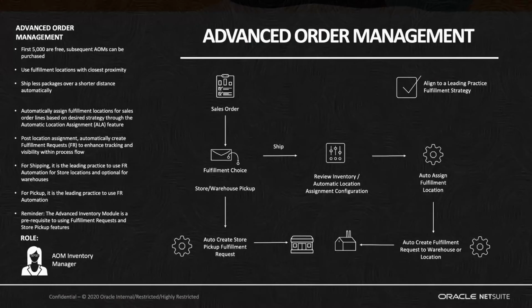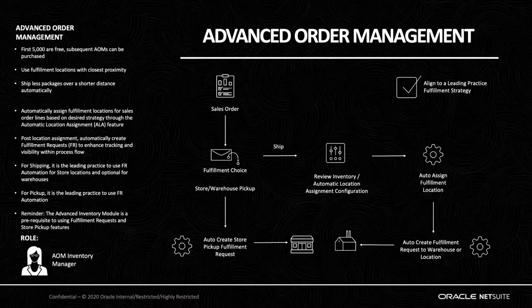All right, moving on. Advanced order management. So advanced order management is actually a little unique in that it is free up to the first 5,000 orders. But then if you wish to continue using it, there are options to purchase more. Don't worry, you need to enable this feature. It doesn't just happen automatically. Here's how it works. I guess the best way to think of it is think of an omni-channel retailer.